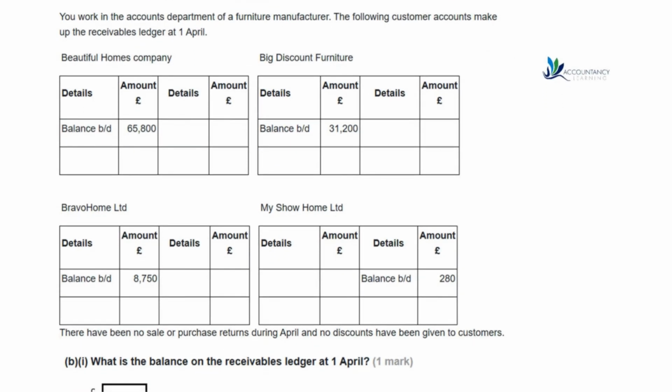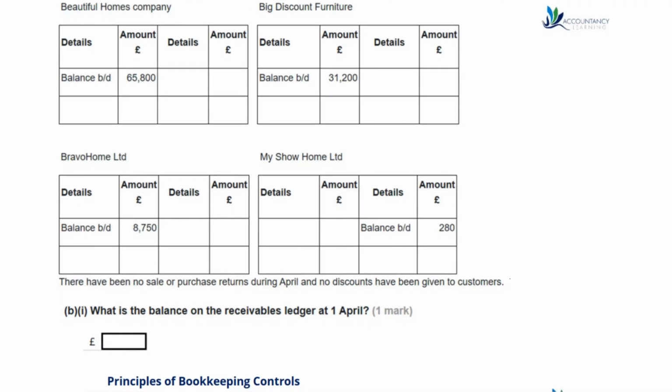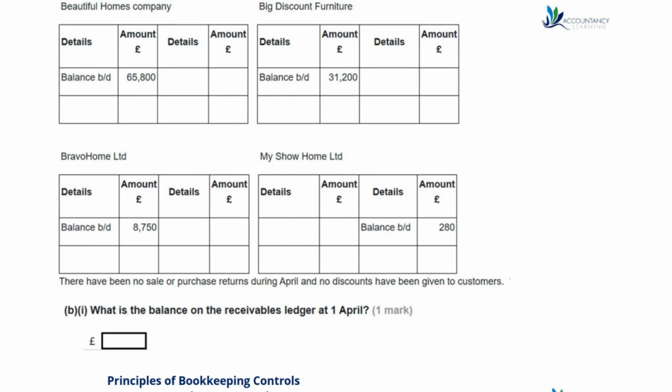You work in the accounts department of a furniture manufacturer. The following customer accounts make up the receivables ledger at the 1st of April, and we can see that we've got 4 accounts there. There have been no sale or purchase returns during April, and no discounts have been given to customers. What is the balance on the receivables ledger at the 1st of April?